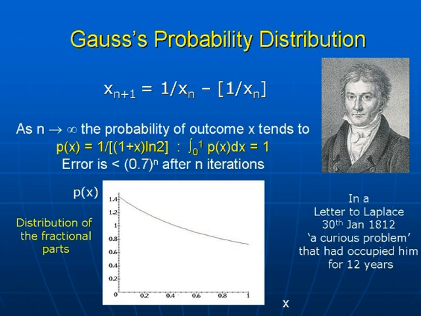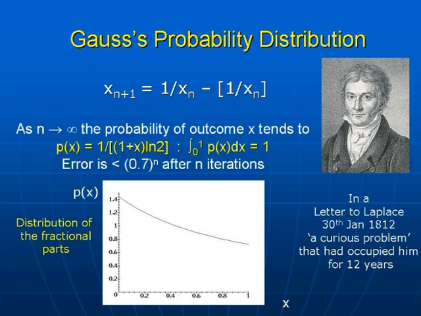It's this little transformation: you start with a number, call it xn, and you derive the next one by working out 1 over xn, and then taking away the whole number part of 1 over xn. And you keep doing that. And that generates the fractional pieces of the continued fraction expansion.